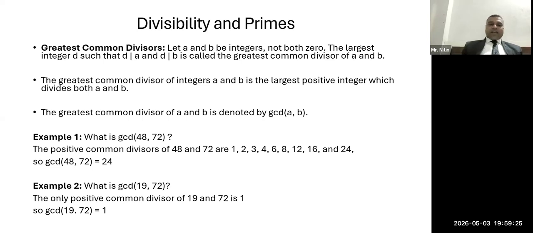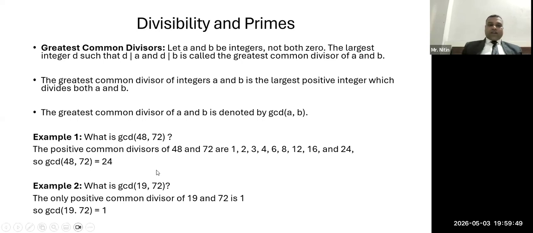Now we have to find the greatest common divisor. Among these divisors, which one is the greatest? Obviously 24, the last number. 24 is the greatest number, so that is the answer for GCD. The GCD of 48 and 72 is 24.